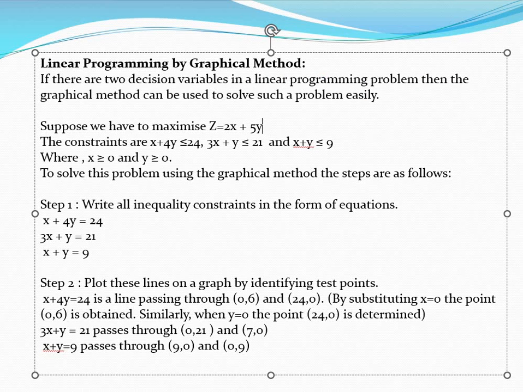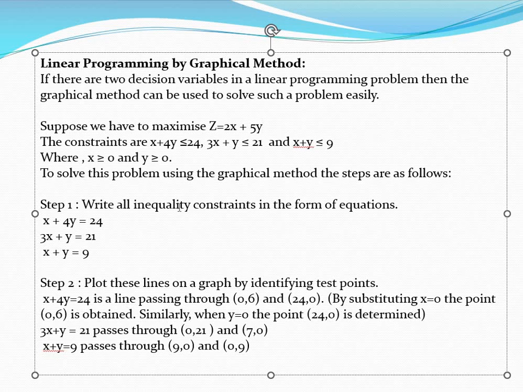Again in this example also we are maximizing z. The constraints will be x plus 4y less than or equal to 24, 3x plus y less than or equal to 21, and x plus y less than or equal to 9, and always x and y should be greater than or equal to 0. To solve this problem using the graphical method, the steps are given.